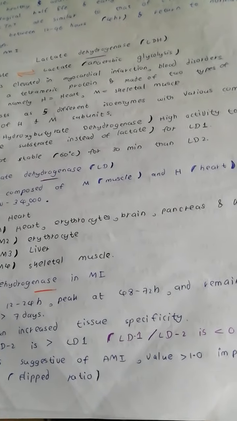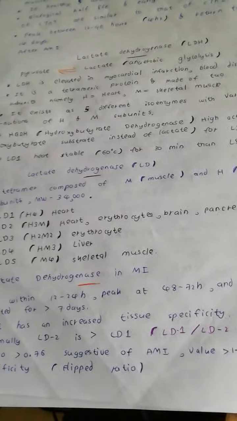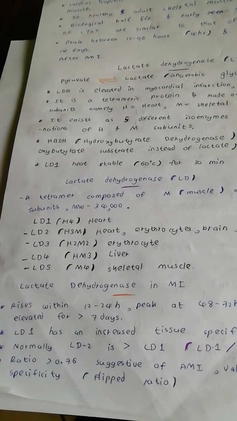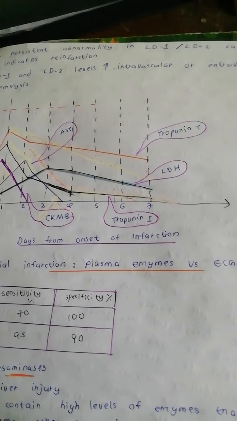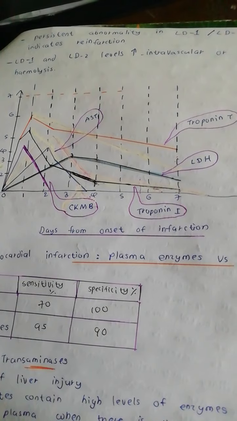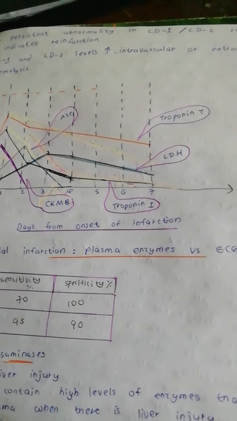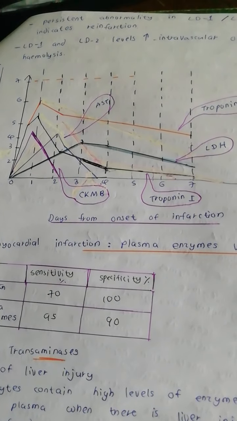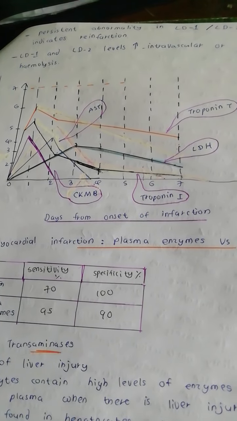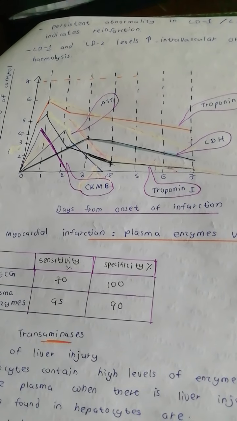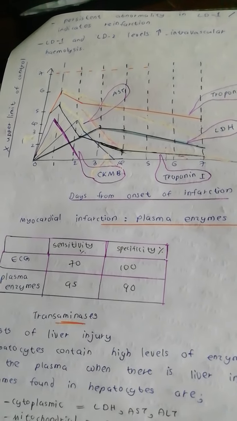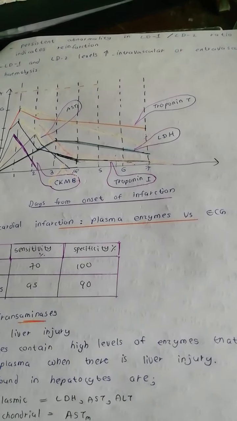A value more than 1 improves specificity: the flip ratio. A persistent abnormality in the LD1 to LD2 ratio indicates reinfarction. LD1 and LD2 levels are increased in intravascular or extravascular hemolysis. Troponin increased. LDH, AST, troponin I, CK-MB: days from onset of infarction, myocardial infarction, plasma enzymes versus ECG.